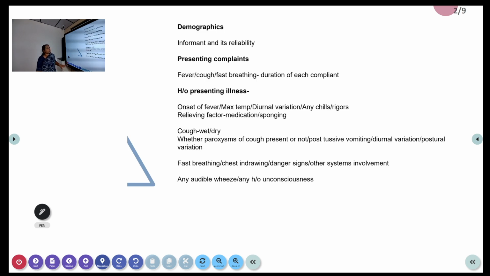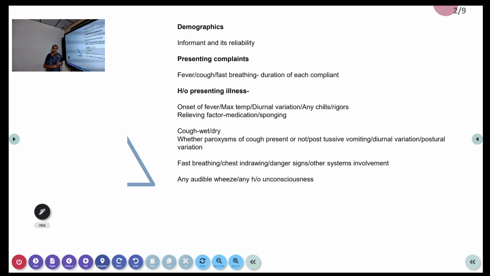So first, in any case, when you have a patient in front of you, the first thing is the demographics, that is, the biodata of the patient. So the name of the patient, then age of the patient, then whether male or female, the address, that is where they are coming from. So that is important in some cases.